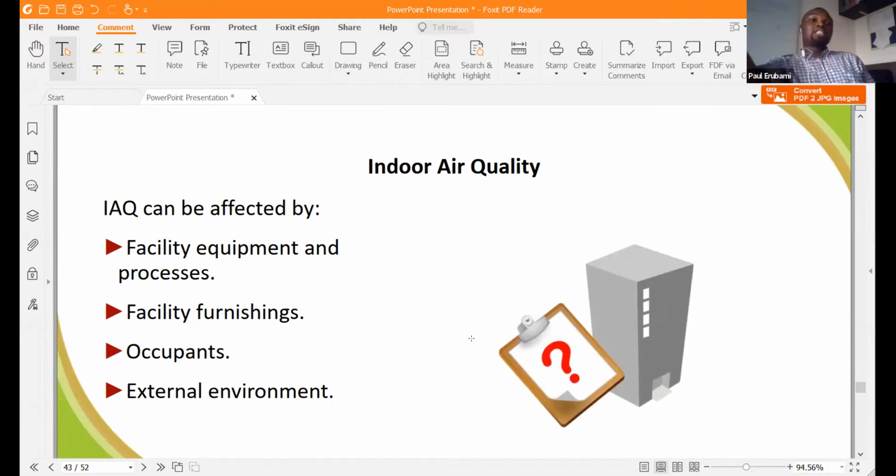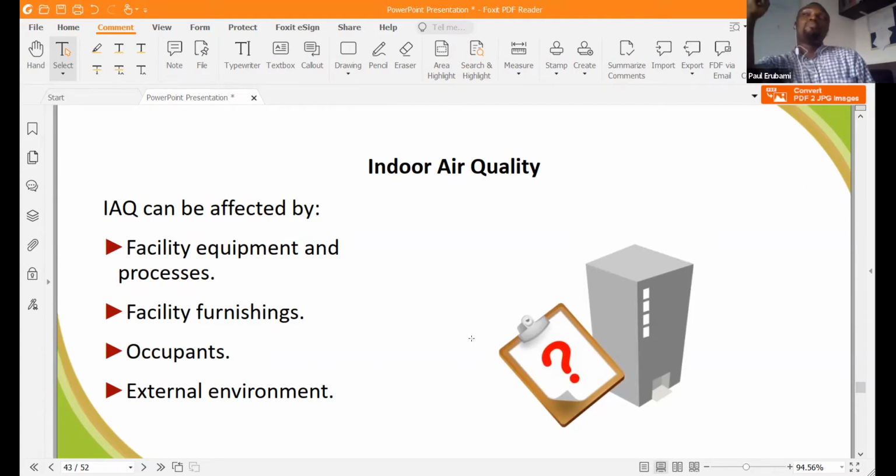Facility equipment and processes. In some offices, we spray a lot of chemicals to manage the internal spaces, and some of these chemicals can be harmful to the space occupants. That invariably affects the indoor air quality. The kind of furnishing we use in an environment affects your indoor air quality. The occupants themselves, because a space is being occupied for an activity. The kind of activities an occupant is undergoing might lead to sweating, and because of that sweating, it leads to different kinds of odor. Those odors have an adverse effect on your air quality.